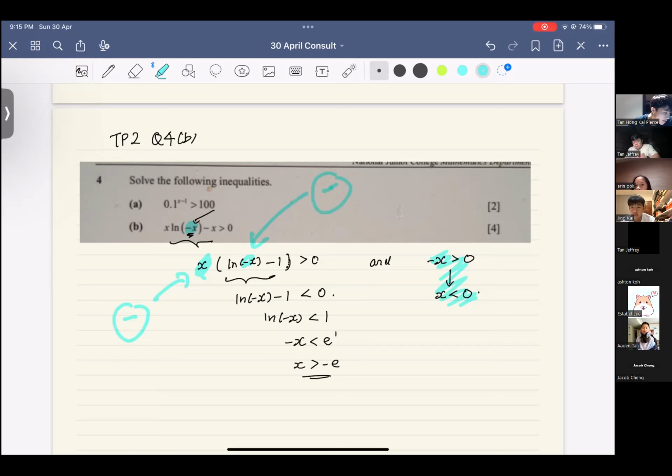Okay. So then I will incorporate these two answers. The intersection of both answers will have me putting x to be more than negative e and less than 0. That is my final answer.